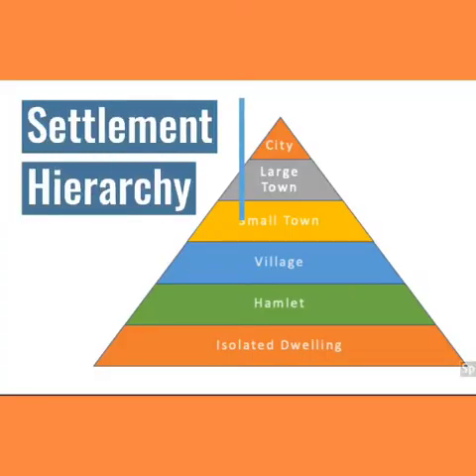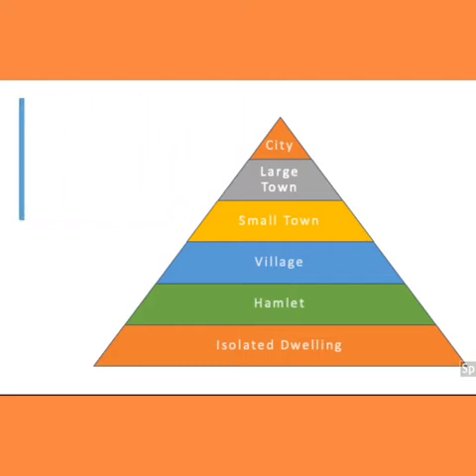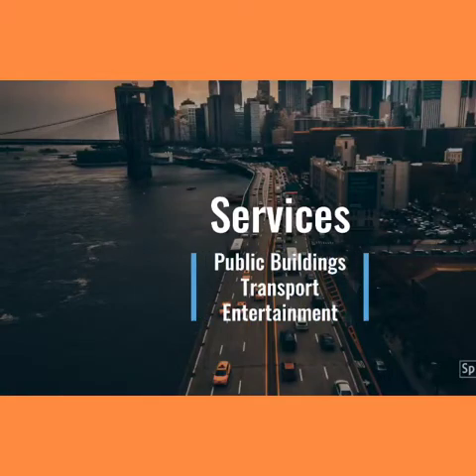The settlement hierarchy ranks settlements from smallest to largest, with isolated dwelling at the bottom and city at the top. It also suggests that there are more isolated dwellings, because that's the wider box at the bottom, and gradually gets smaller to cities because there are fewer of them at the top. Settlements are often determined by the services they provide.